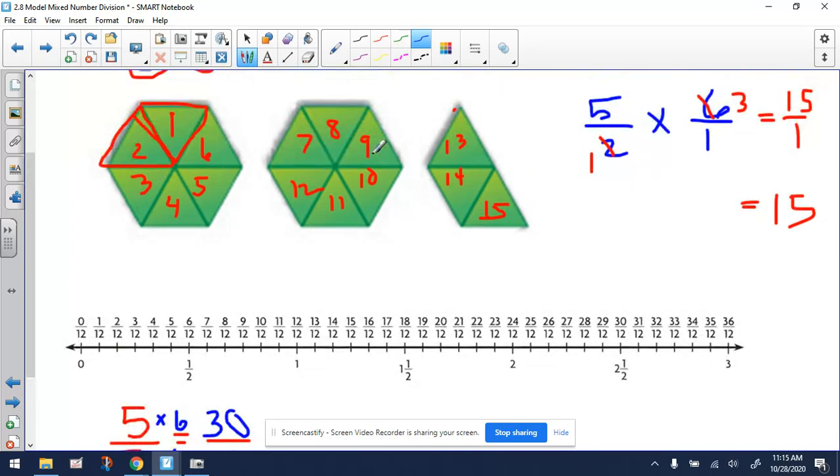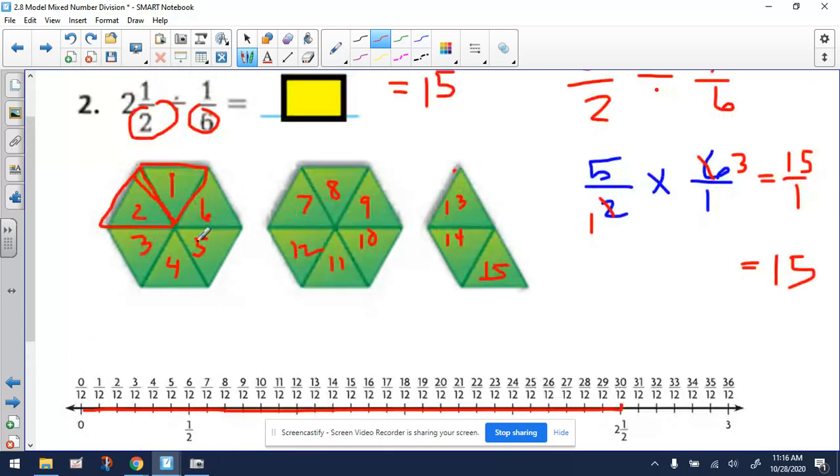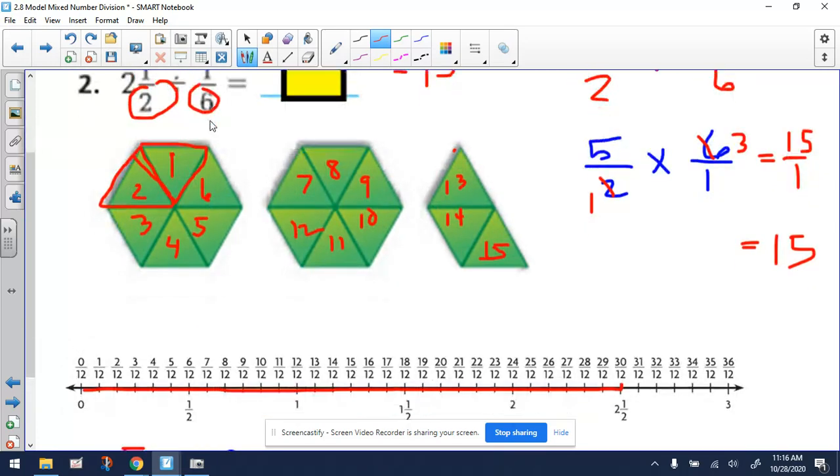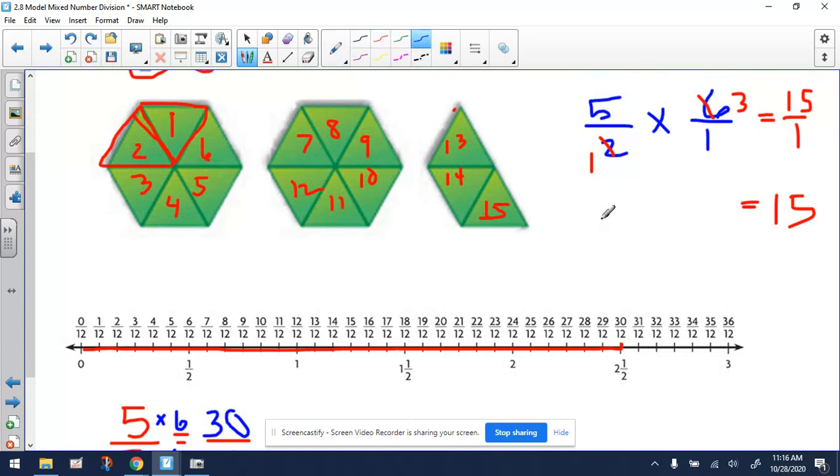So if we were going to model the same idea of 2.5 on a number line instead, let's take a look at what that would look like. 30/12. Now, if we wanted to figure out how many groups of 1/6 we have, then we would circle our 1/6 group. But I want to remind you, 1/6, how many 12ths would that be? It would be 2/12, right? Because 1 times 2 is 2. So let's circle our 15 groups of 1/6.